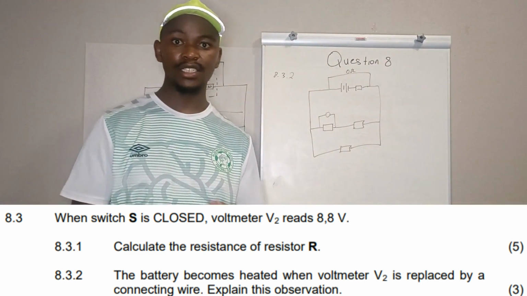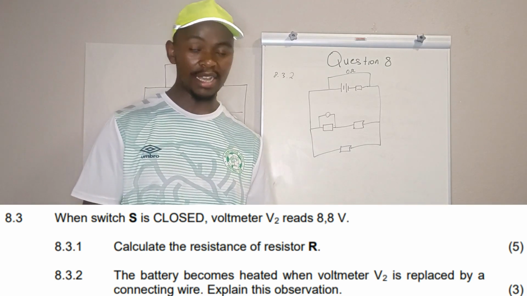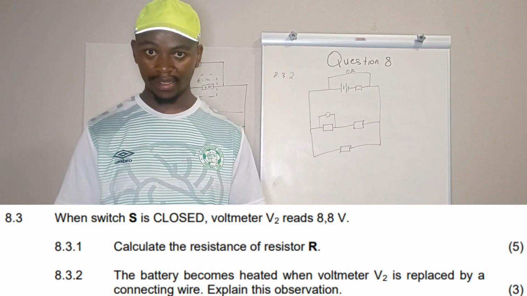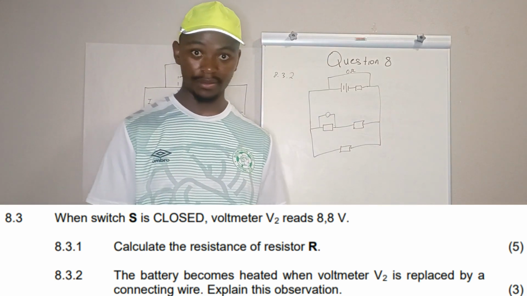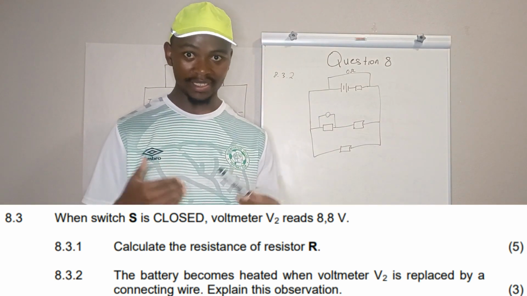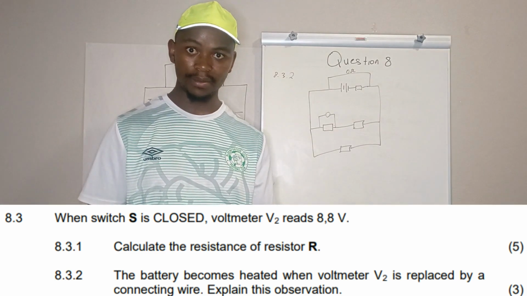Energy is the ability to do work. What is work? Work is power. Right. Let's break this apart again. We said the battery is heating up.